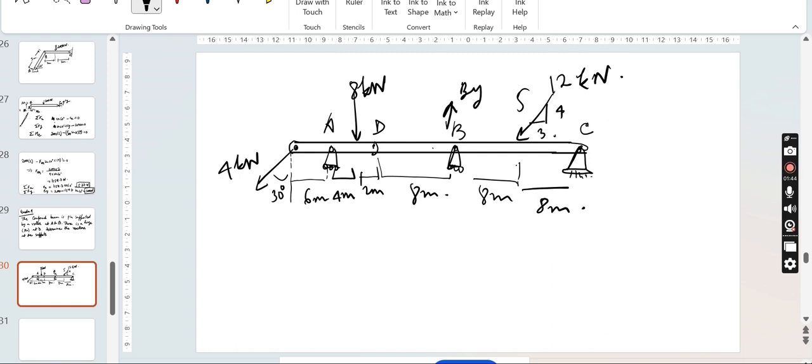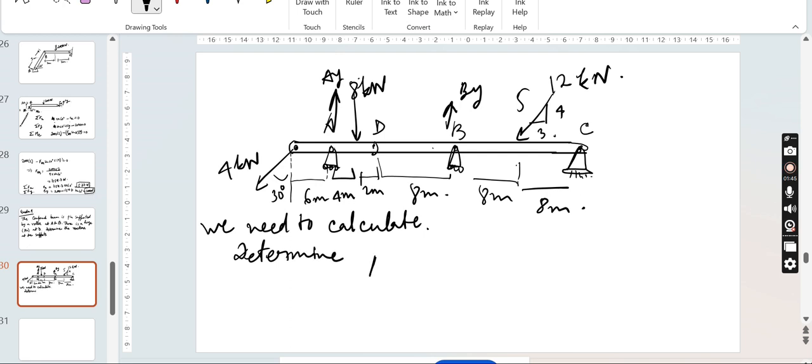So B has a reaction in the y direction. A has Ay in the y direction. So Bx is not bounded. There is a hinge at D. For determining the reactions at the supports we need the thickness of the beam. So we need to calculate Ay, By, Dx, Dy, Cy, Cx. Sorry, there is no Ax. Ay, By, Cx, Cy, Dx, Dy.